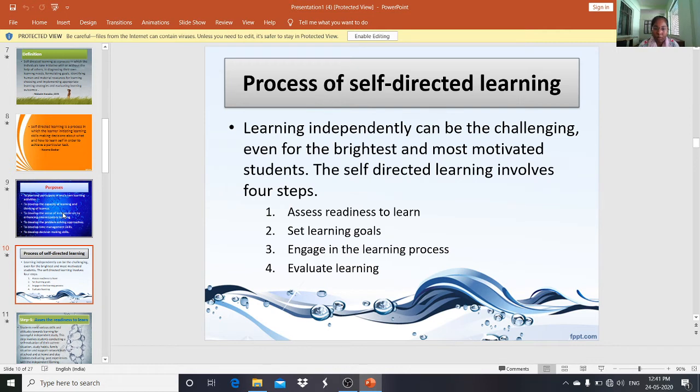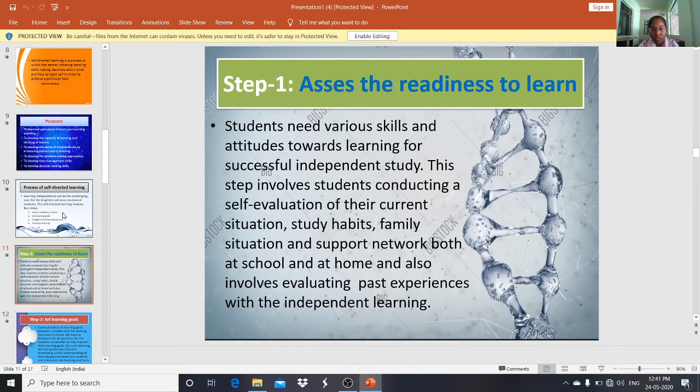There are four steps. The first step is assess the readiness to learn, then set the learning goals, engage in the learning process, and evaluate the learning. In the first step, assess the readiness to learn, the students need various skills and attitudes toward learning for successful independent study. Here I mainly focus on students, because students need various skills and attitudes toward learning for successful independent study.